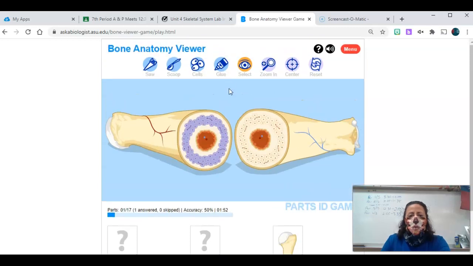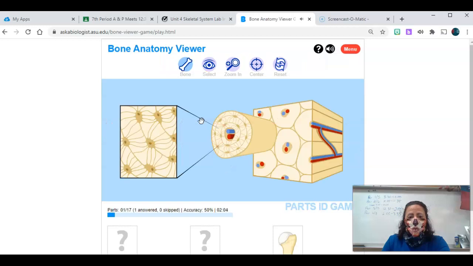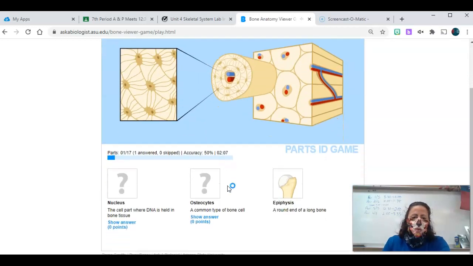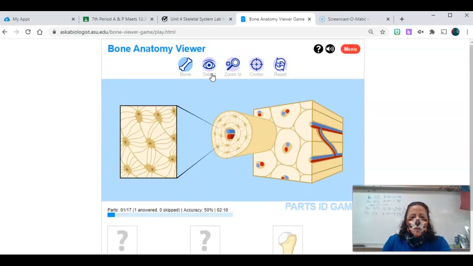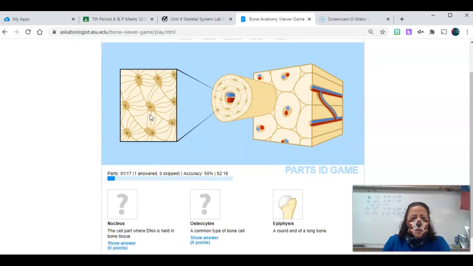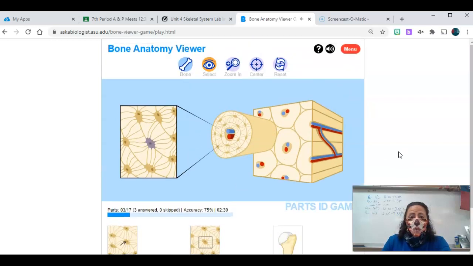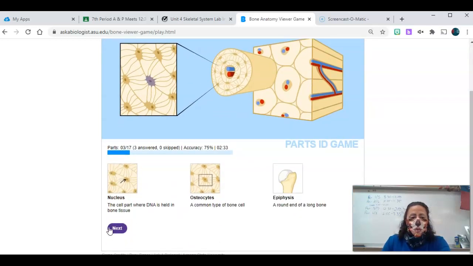Oh, I needed to look at the cellular level. So that's something that I did wrong there. Click on cells. This is the area I want to see at the cellular level. There we go. Now it's letting me see it. Okay, so now the nucleus. I want to select. Let's see, these are cells together. So that means these are individual cells. The nucleus is going to be the teeny tiny center. There we go. Osteocytes should be this right here, right? It is right. And once you have that, once you have the first three, you can go ahead and click next.